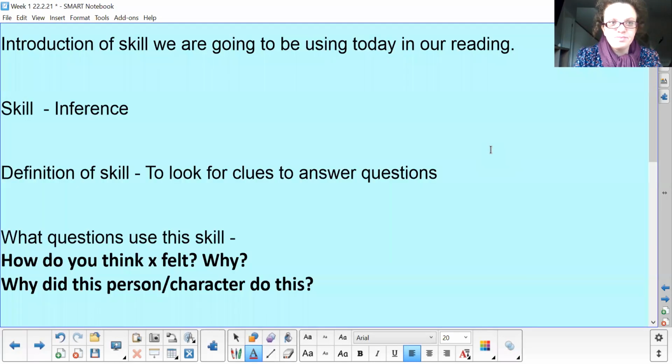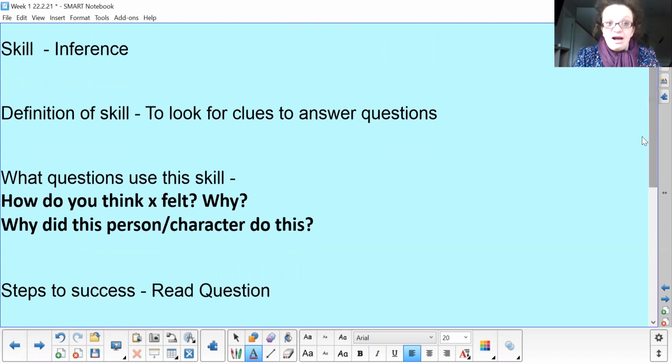Okay, well done. So we're going to carry on like we were doing yesterday with our inference. And like we talked about, inference is to look for clues to answer questions. It's not taking it out of the text like we were doing for retrieval. It's using the clues, it's using the information to answer questions, which require a bit more looking for clues and a bit more information. So questions we're going to be looking at are: how do you think the person felt and why?